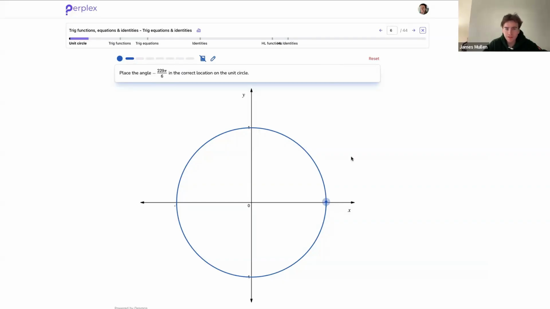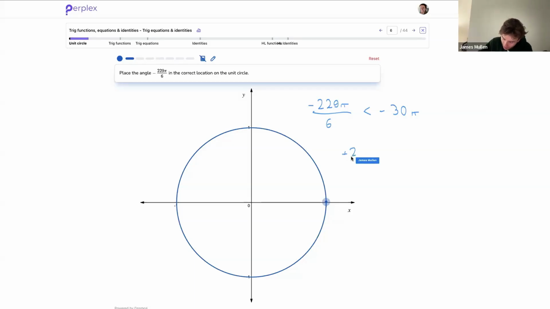All right, I think that's enough time. So let's think about this. I have negative 229 pi over 6, which is pretty big. It's less than negative 30 pi, because 180 over 6 is 30. But what I can do is remember that because of periodicity, any multiple of 2 pi that I add is actually not going to change anything.